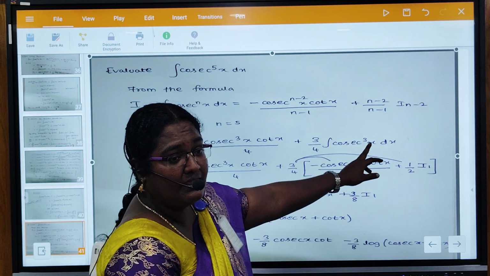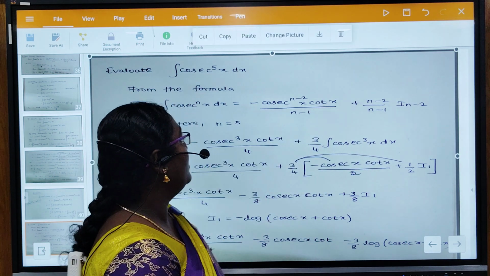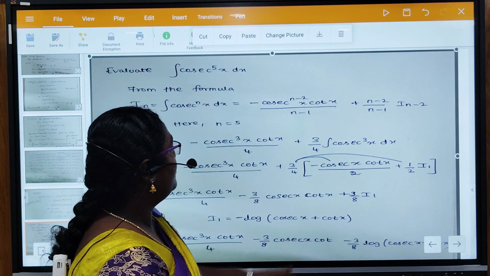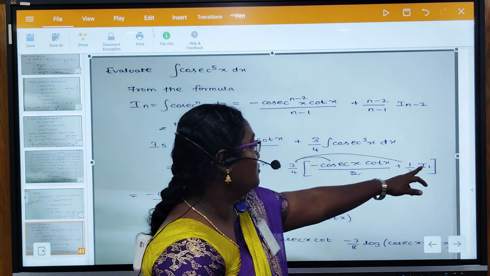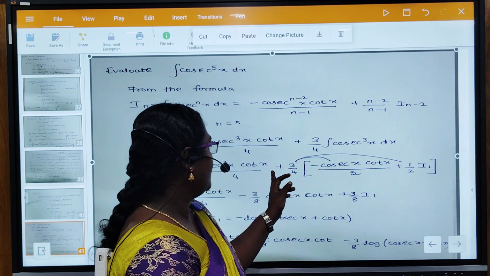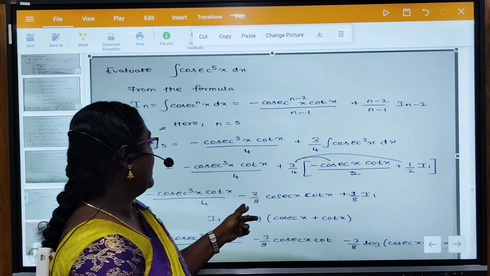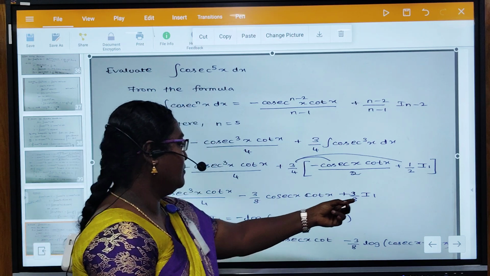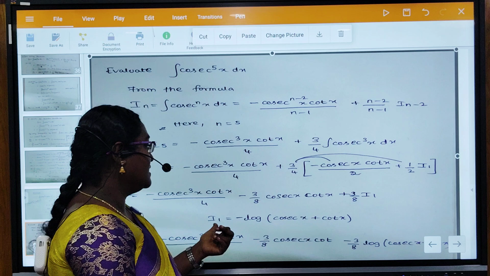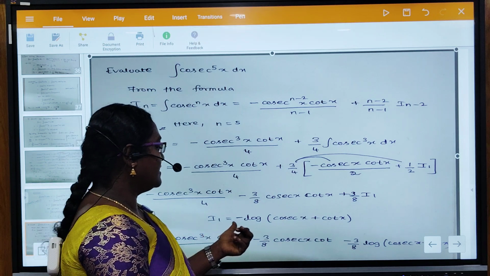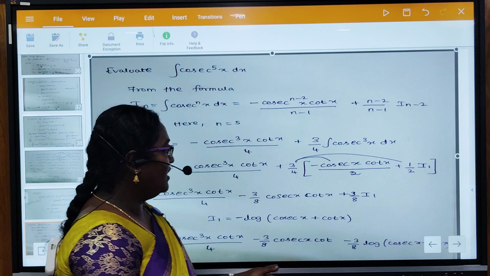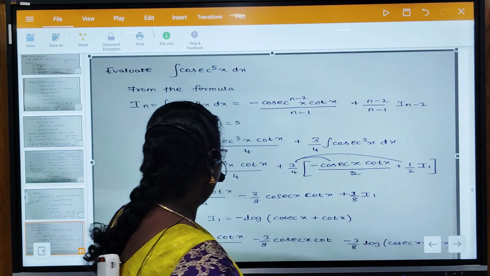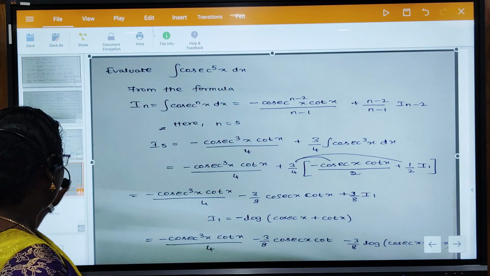Again this becomes I3, and we want to use the same formula. When we substitute in the same formula, we get minus cosecant (3 minus 2 is 1) x cot x by 2 plus 1 by 2 I1. So I am multiplying by the 3 by 4 inside, and this becomes minus 3 by 8 times this, and I1. What is I1? I1 is the integral of cosecant x, which is minus log of cosecant x plus cot x. When we substitute in the formula and take that 2 there, we will have this.